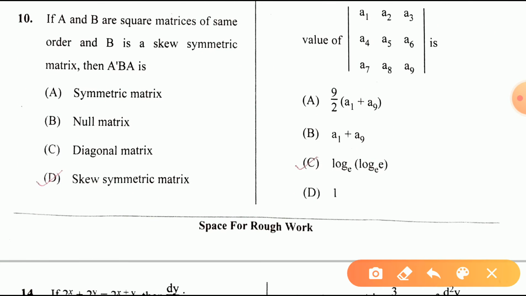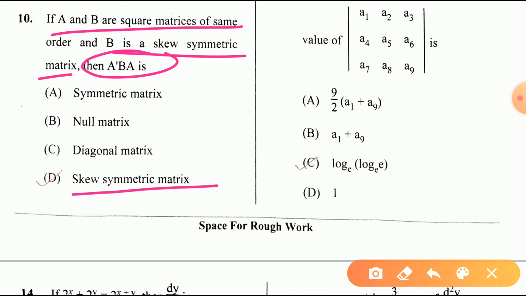Okay. Next, move on to question number 10. If A and B are square matrices of the same order, and B is a skew symmetric matrix, then A' B A is skew symmetric. The right choice of this question is D.